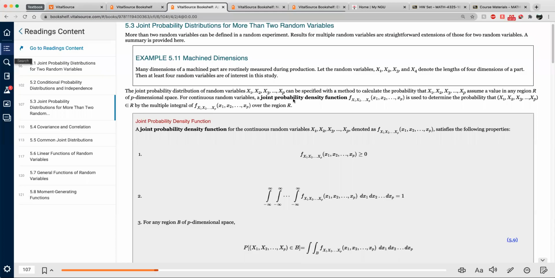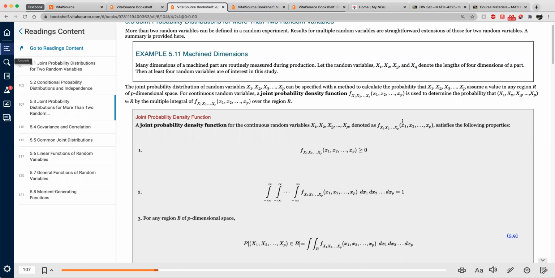All right, in this video, I'm going to go over section 5.3, joint probability distributions for more than two random variables. So simply saying, the joint PDF for more than two random variables is just an extension of the joint PDF with two random variables. You can see that more than two random variables can be defined in a random experiment. Results for multiple random variables are straightforward extensions of those for two random variables.